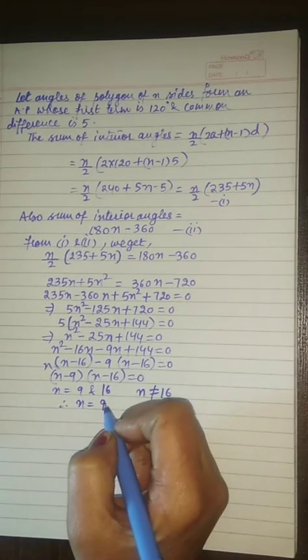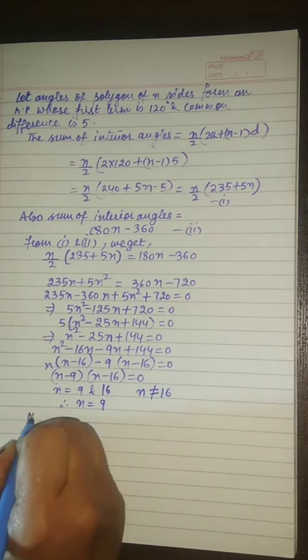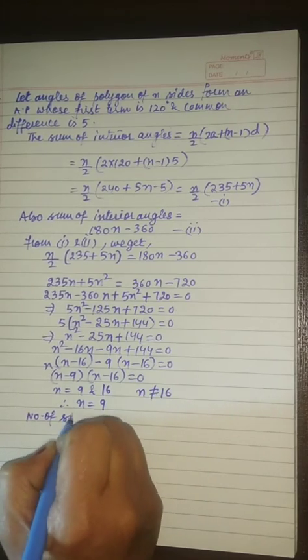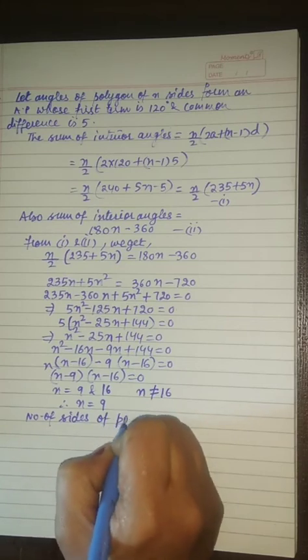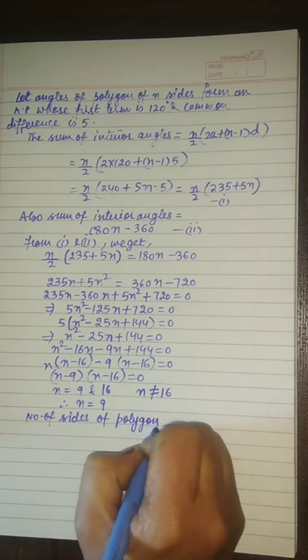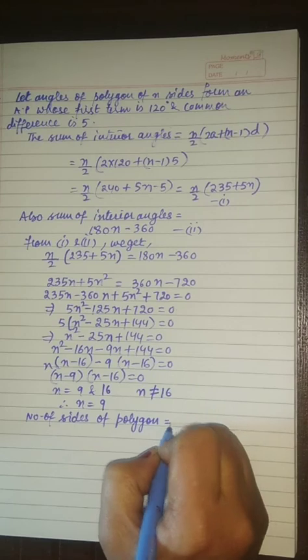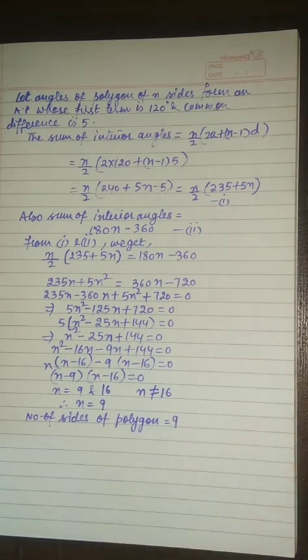It means the number of sides of the polygon is equal to 9. With this question, our exercise 9.2 is completed.